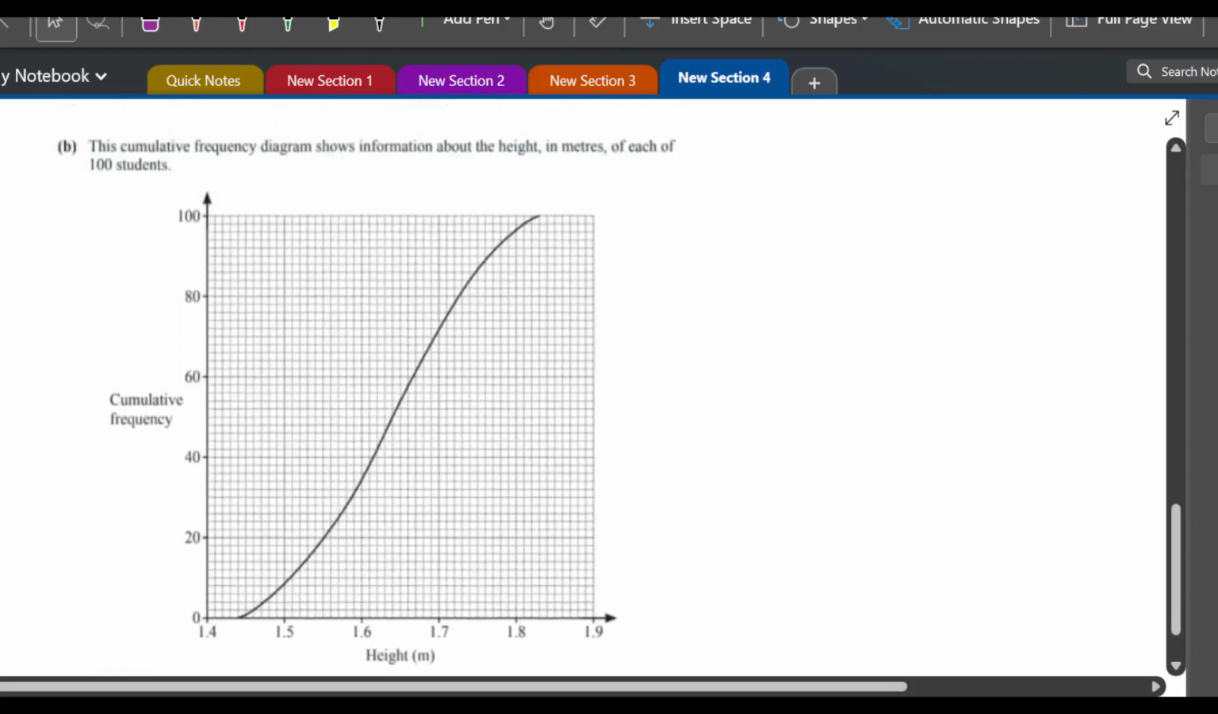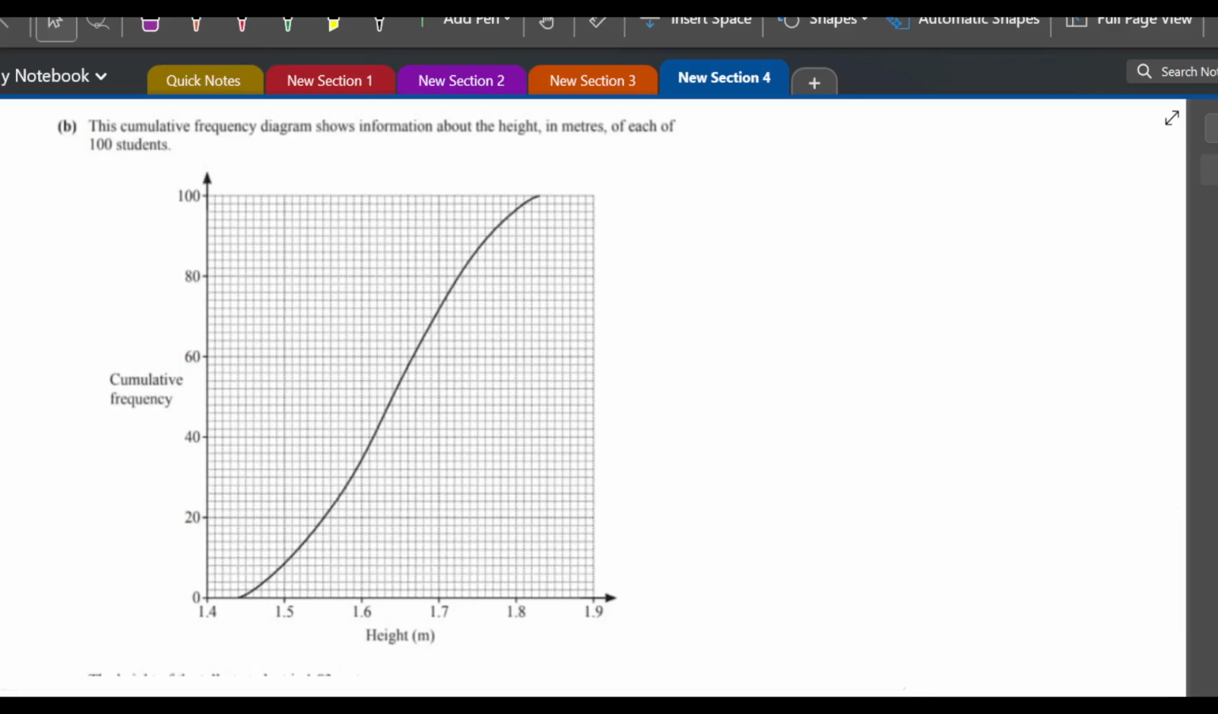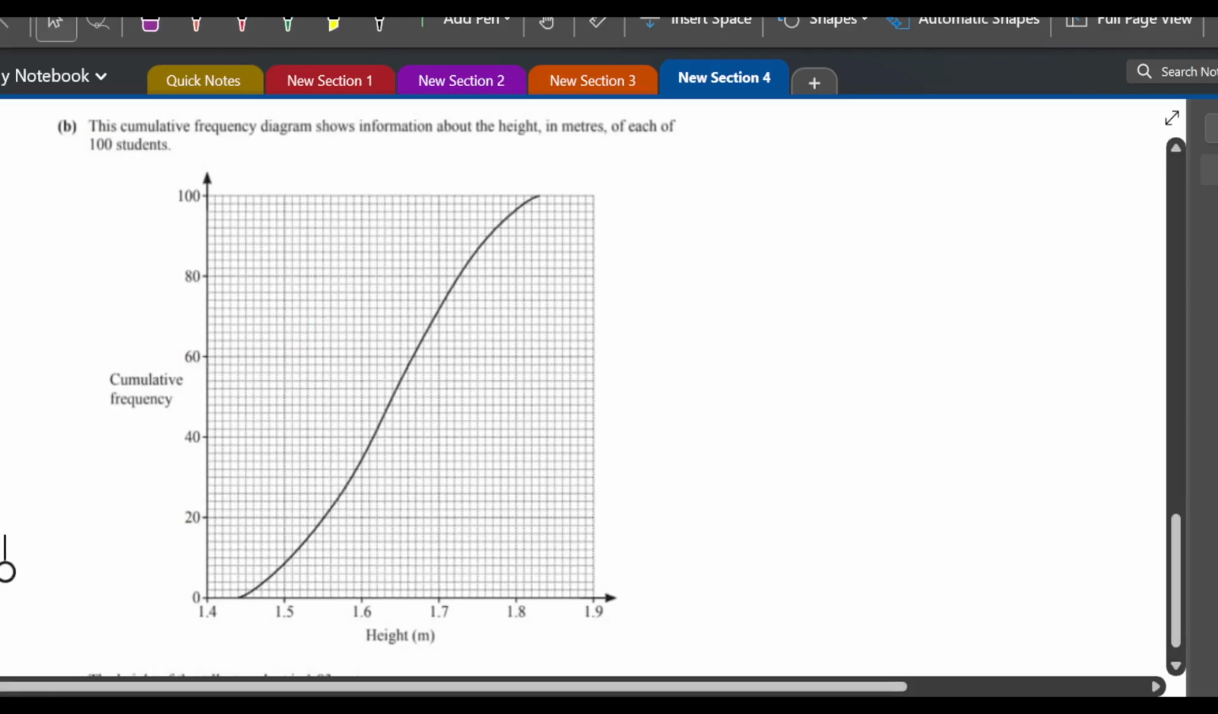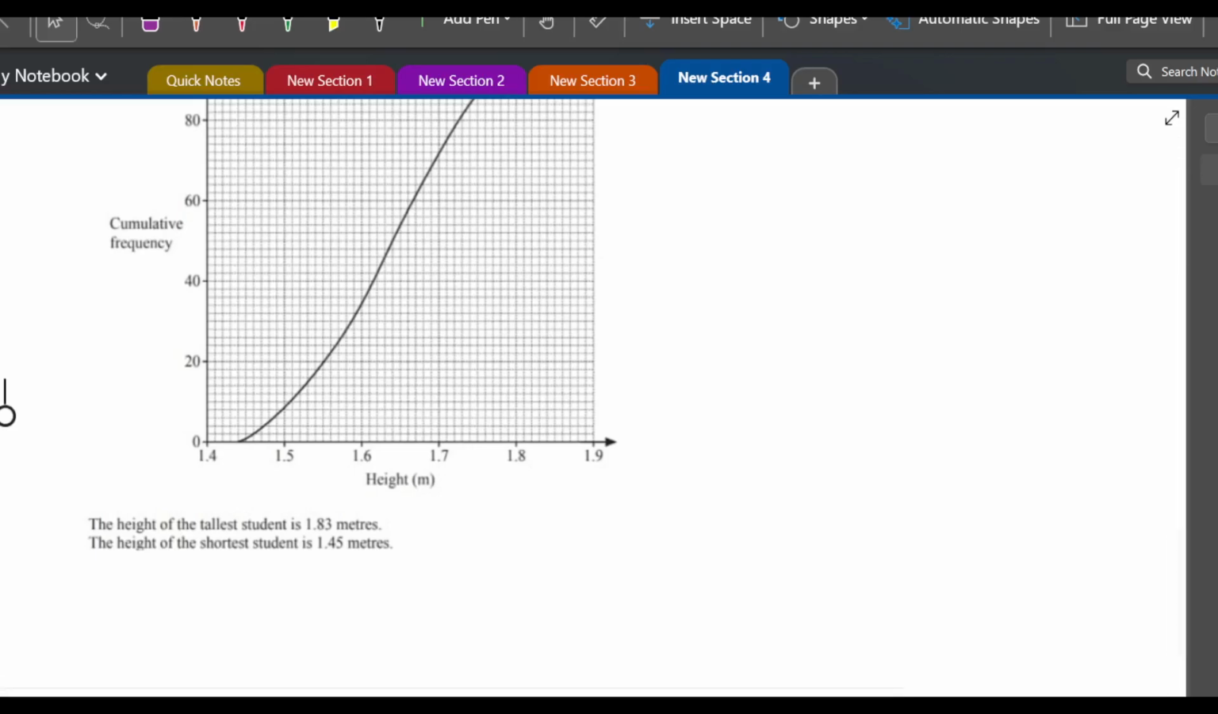Okay, now this is another problem. Here, the cumulative frequency diagram shows the information about the height in meters of 100 students. So there are a total of 100 students, and this is a cumulative frequency graph. You all know what a cumulative frequency graph is. The height of the tallest student is 1.83, and the height of the shortest is 1.45. That is all shown here.